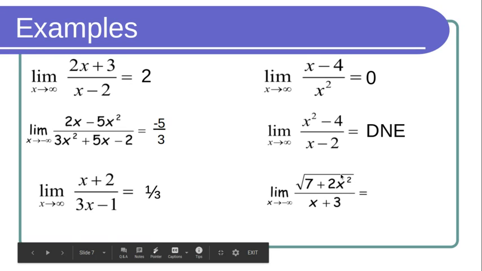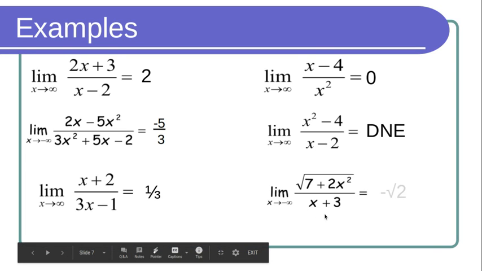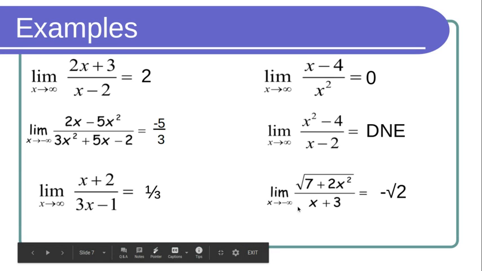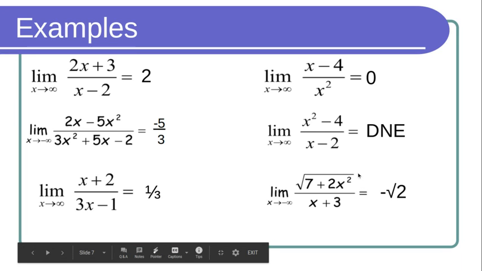Since the top is always going to be positive, and the bottom, if x goes to negative infinity, will be negative, then the limit actually has to be negative. And we would do leading coefficient over leading coefficient. Leading coefficient at the top is square root of 2, because it's inside the radical. Leading coefficient at the bottom is 1. So our limit here would be negative root 2. If this limit had been as x goes to positive infinity, then our answer would have been positive root 2. Graphically, if you want, you can graph this function to see what's happening.